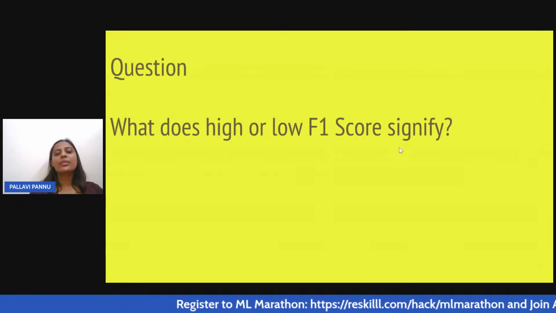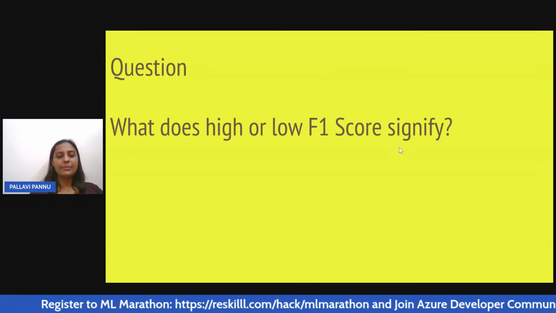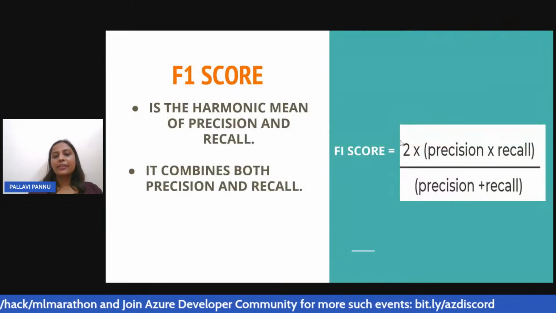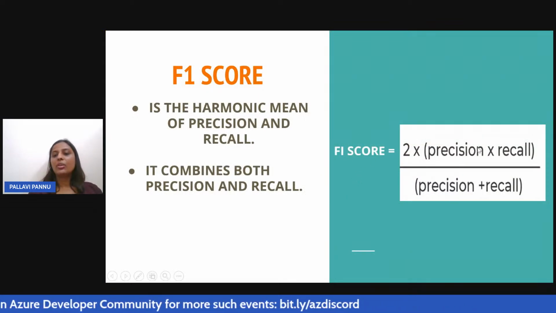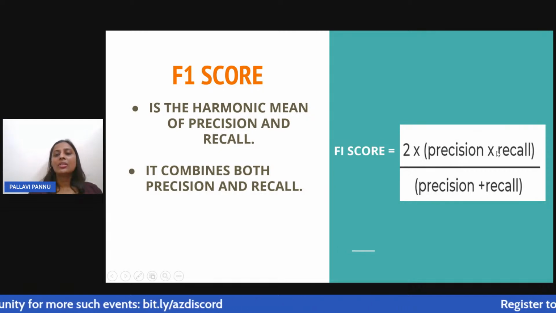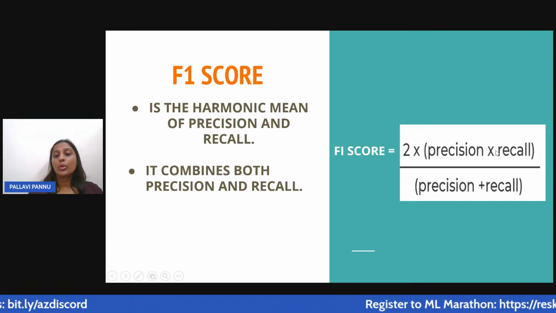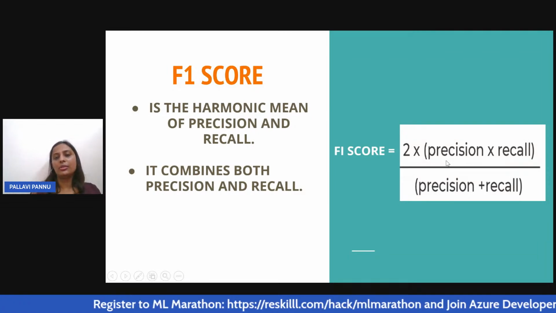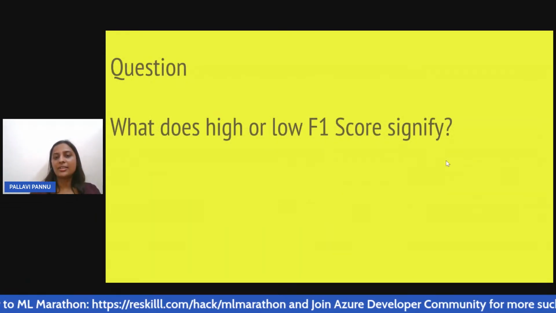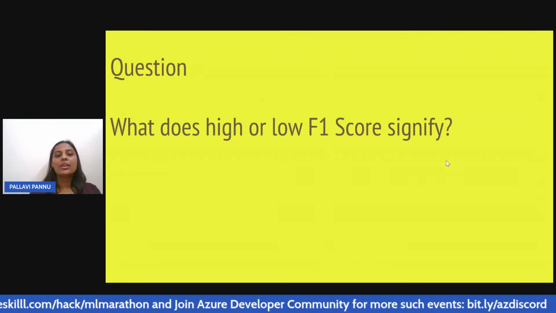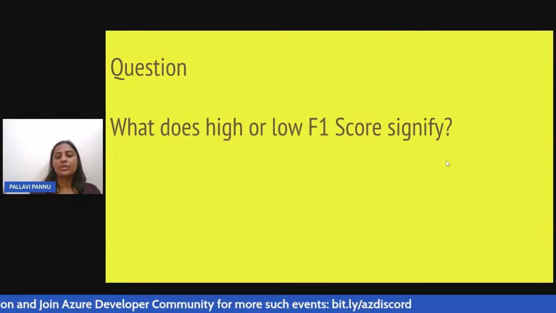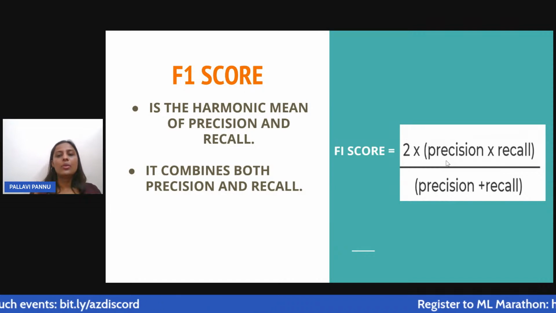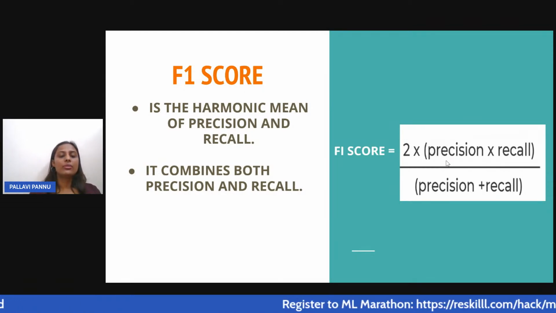Next, what does a high or low F1 score signify? Can you tell me? Please type in the comments. When the F1 score is high, you can say precision and recall both have a good combination, so both are performing well. But when the F1 score is low, we cannot comment on whether precision is low or recall is low. This was one of the questions I was asked in my data science interview. So when it's high, precision and recall are both good, but when it's low, we cannot say anything about precision or recall. Either of them can be low.